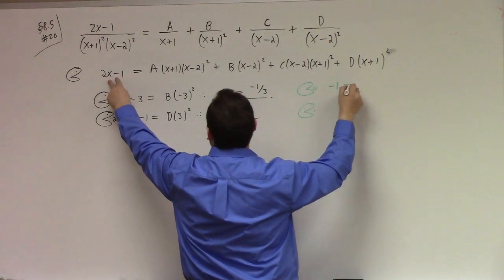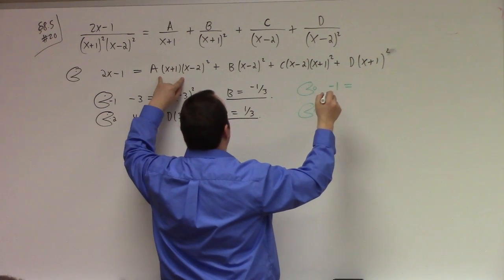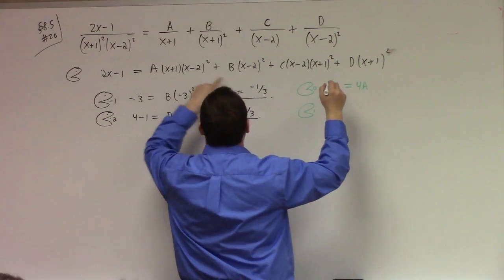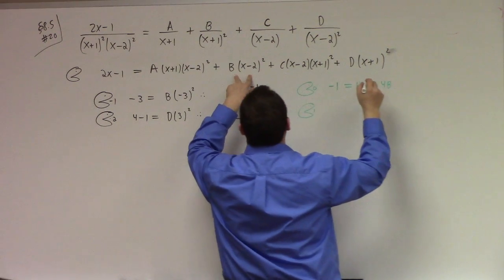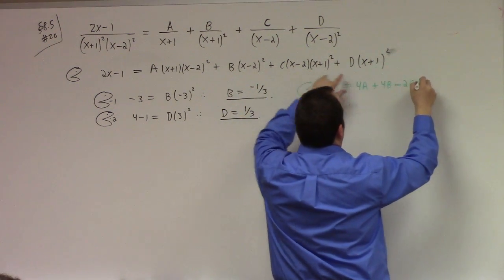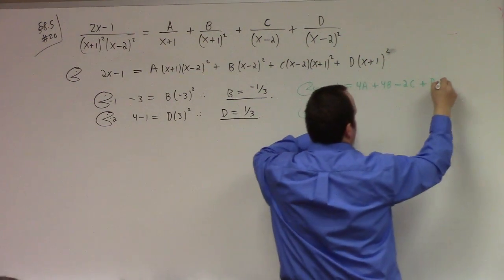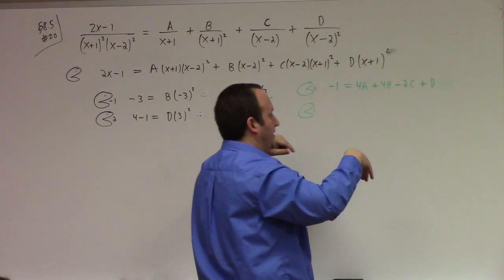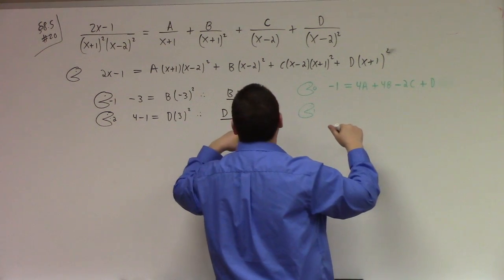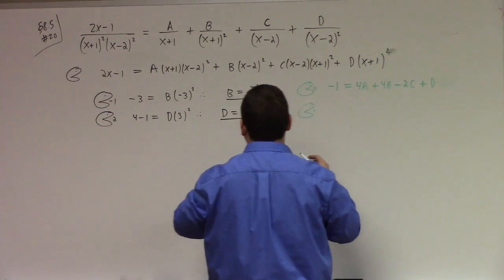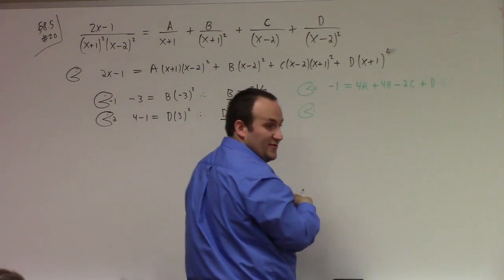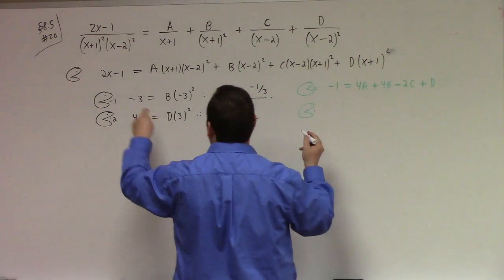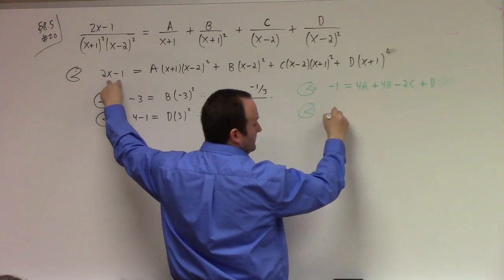0 gives me minus 1 is equal to what? Well, let's see here. That's 4a plus 4b minus 2c plus d, which is actually what? Well, I'm not going to write that out. I'll just say you can go on from there. All right, that gives you an equation. You don't yet. We have to have a little bit more patience for this one. We have to keep going. Algebra will fix it. 2 minus 1 is 1, right?